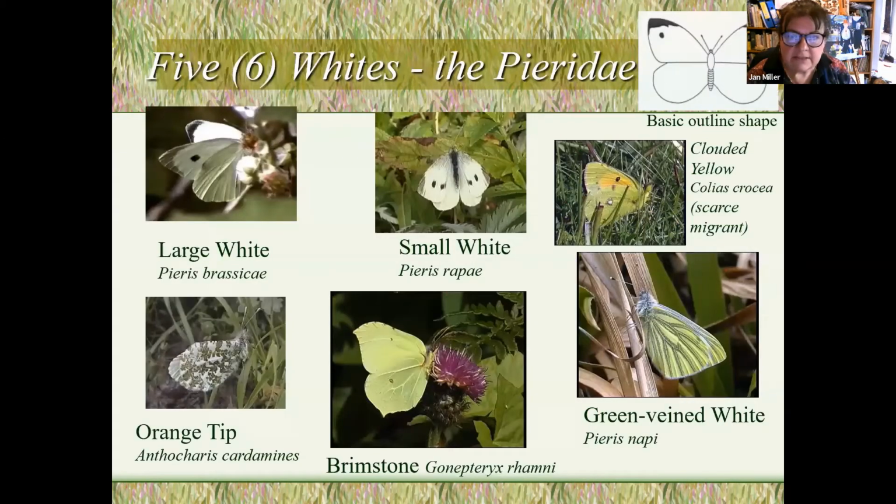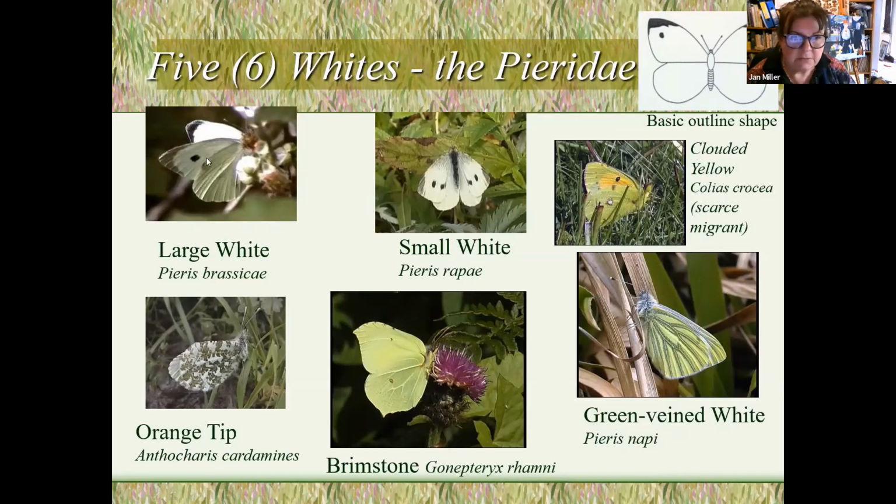Now we're on to the whites family. Now these you'll be familiar with, but the funny thing is, because these cabbage whites, so-called, the large white and the small white, are very common, they're actually quite difficult to tell apart. There is a size difference, but again, you not necessarily see them flying together.